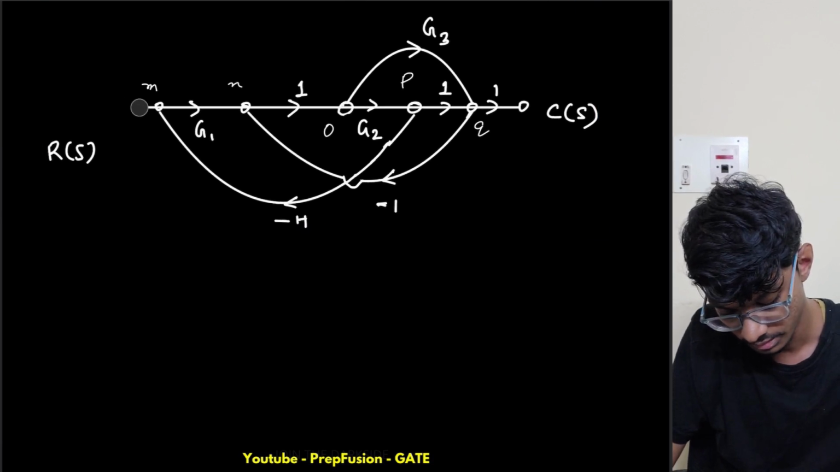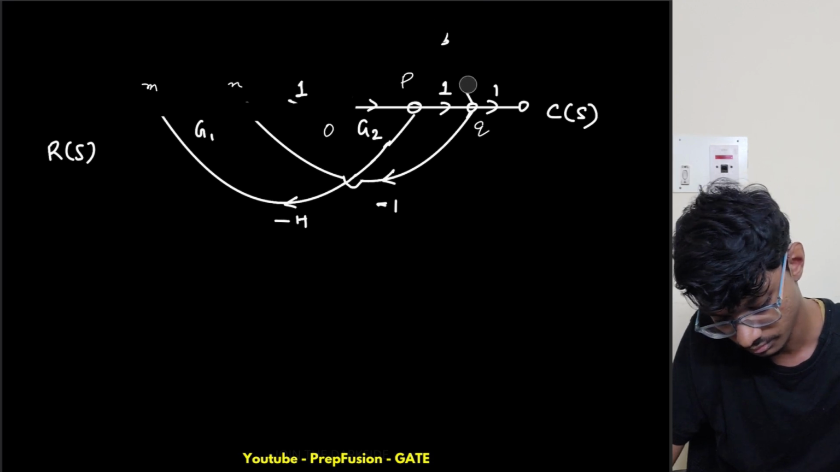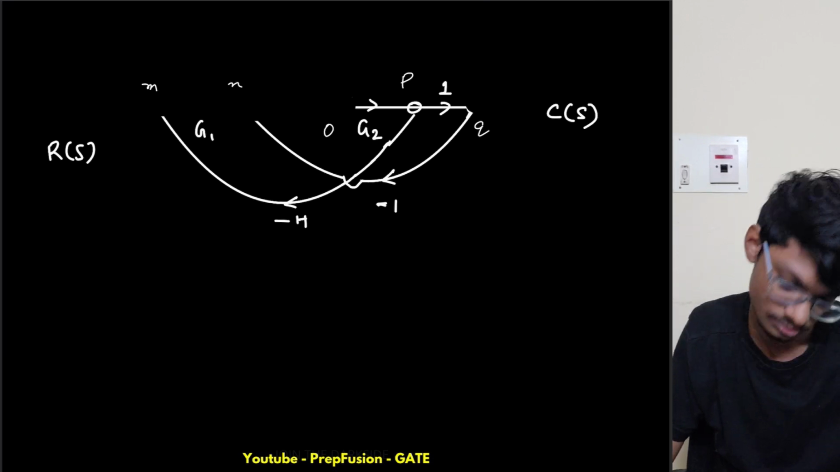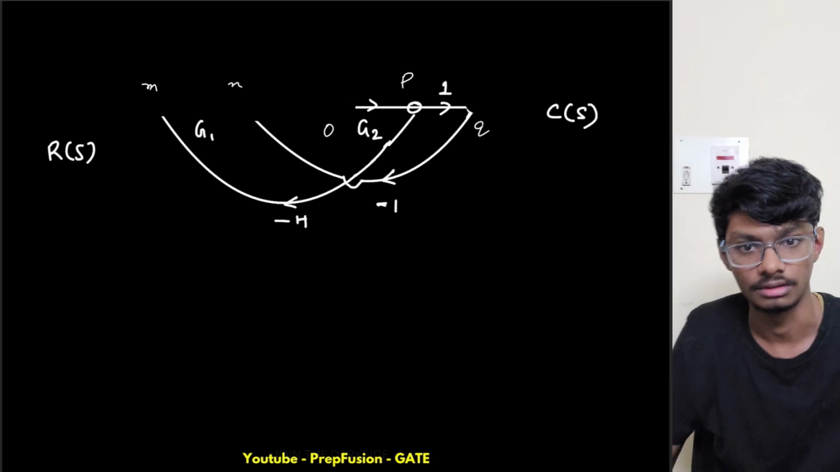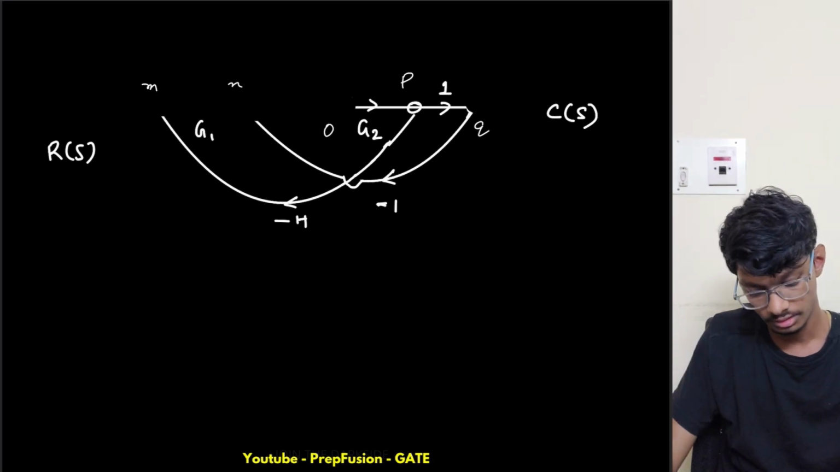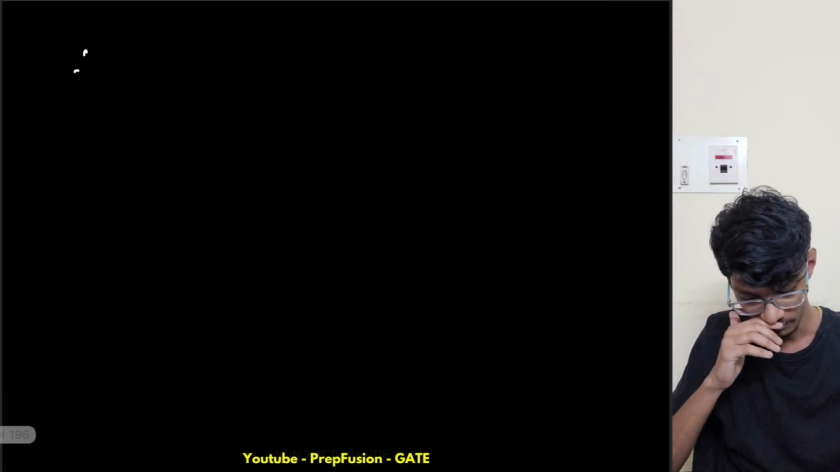If I delete this, and if I delete this one, are there any loops present? No. For delta 2 also there aren't any loops present, so delta 2 equals 1 minus 0, so it is 1 only. So now I can write the formula of the transfer function.